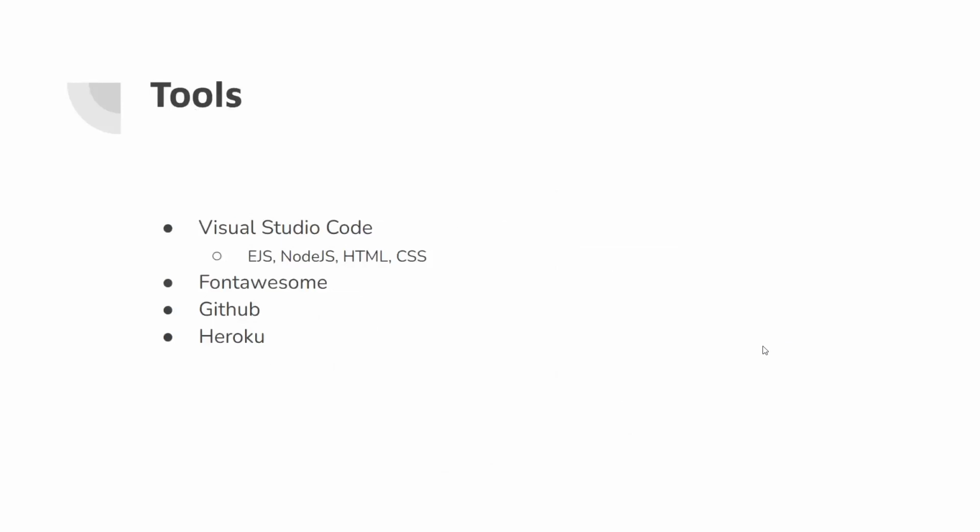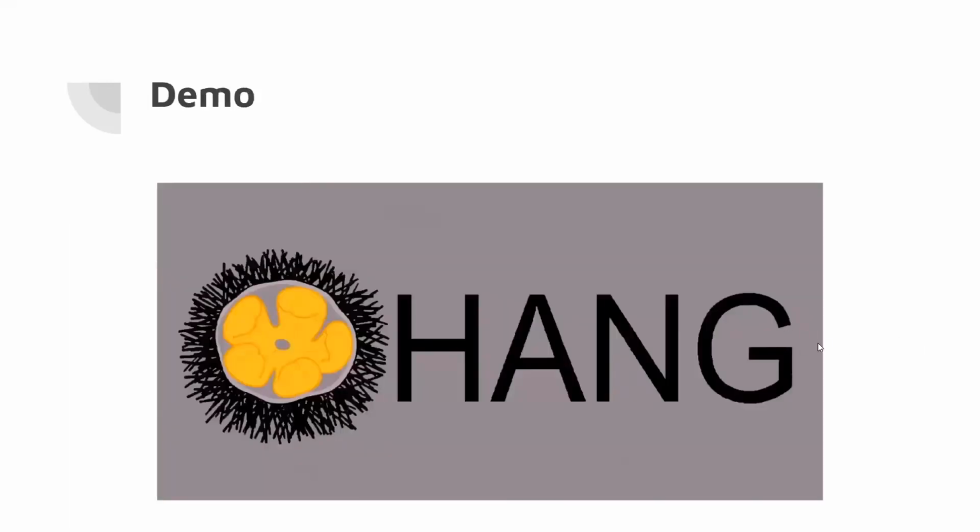And the tools I used: VS Code, right? EJS, Node.js, HTML, CSS for the front and back end. Font Awesome for front end design too. I also used GitHub and Heroku, right? Heroku to really just publish my site, and then GitHub to pretty much store my code in. All right, and let's get to the demo.